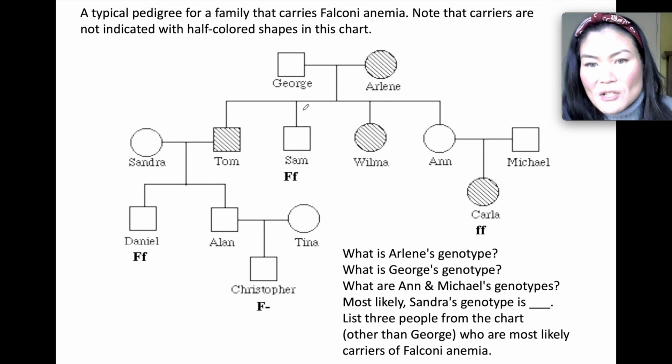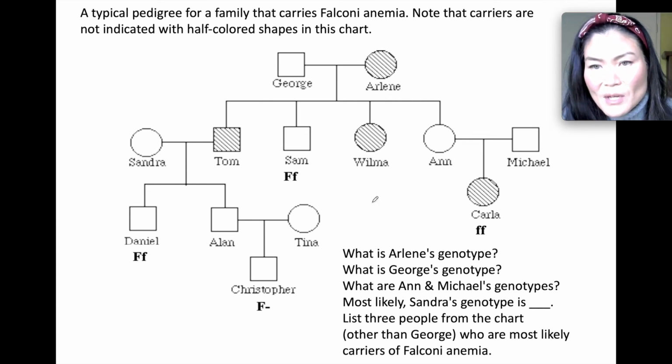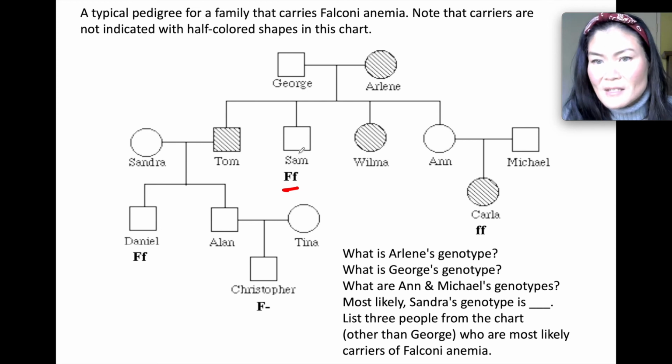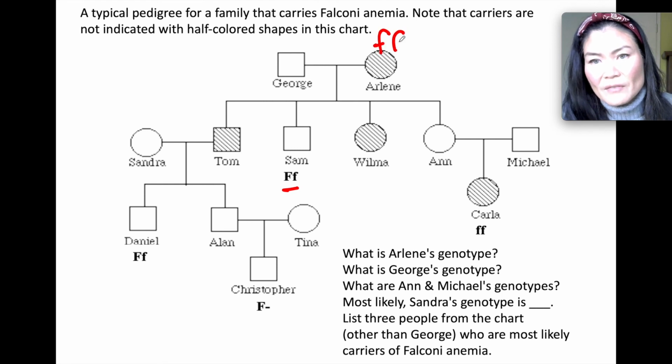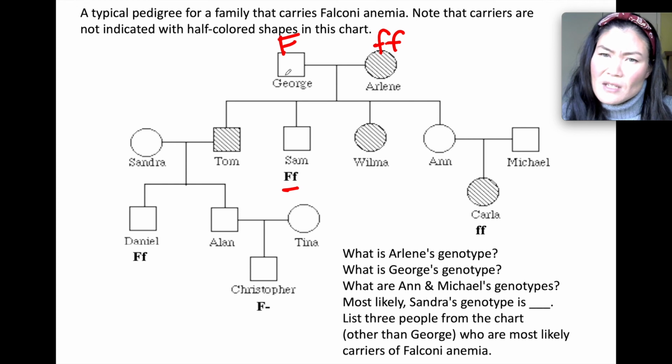Oh, but you know what? They do give you the genotype. So that's very convenient. So Sam has big F, little f, and he does not have the condition. That means that the condition is recessive. Okay? So that means Arlene is little f, little f. George must be big F, and we don't know if he's big F, big F or big F, little f yet.